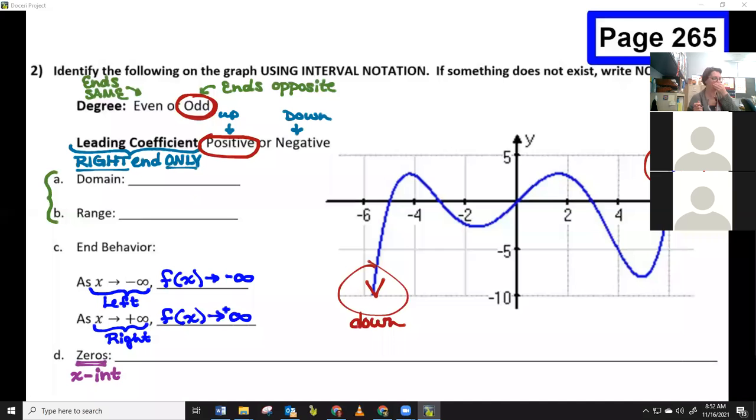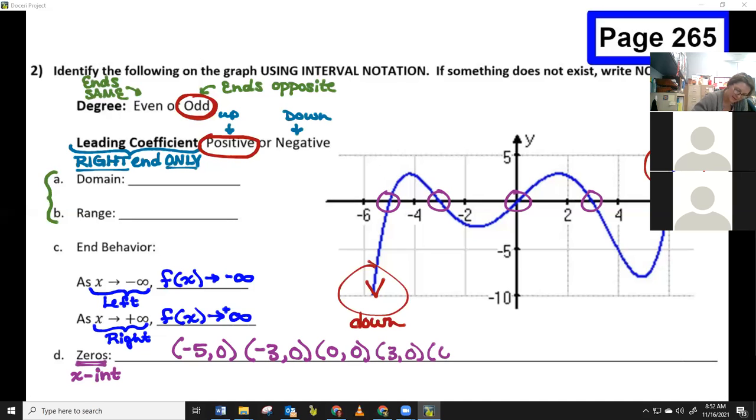How many x-intercepts do we have? 5. 1, 2, 3, 4, 5. So we've got one at (-5, 0), one at (-3, 0), one at (0, 0), one at (3, 0), and then one at (6, 0). Beautiful.